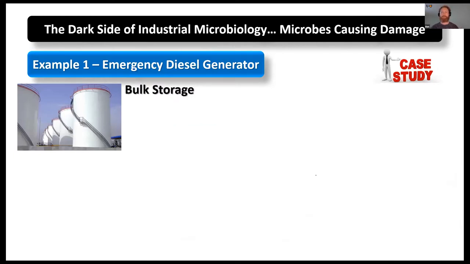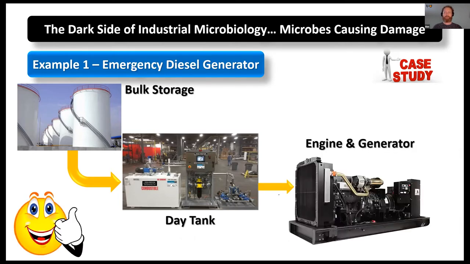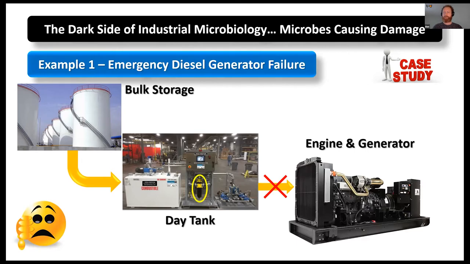So in the first case study, we'll talk about damage to emergency diesel generator systems. Diesel generators run remarkably on diesel fuel. Diesel fuel comes from bulk storage to day tanks that are close to the engines. Typically, the day tanks will have equipment to help keep that fuel clean and in good shape: filter units, recirculating units, sometimes also water separators. That fuel is then supposed to go to a diesel engine. The diesel engine, when it operates, powers a generator. If the fuel doesn't get to the engine, the generator cannot be powered, and the consequences could be quite disastrous.